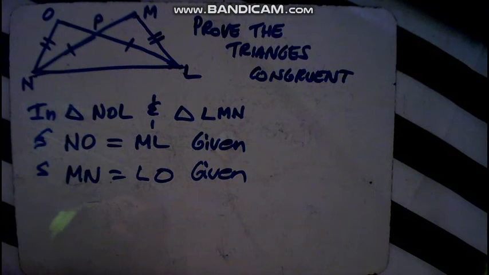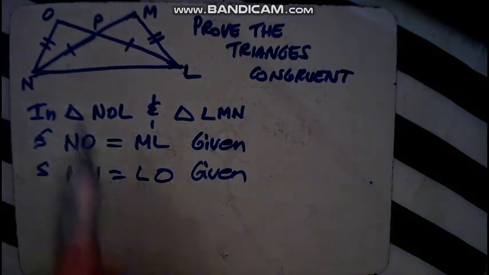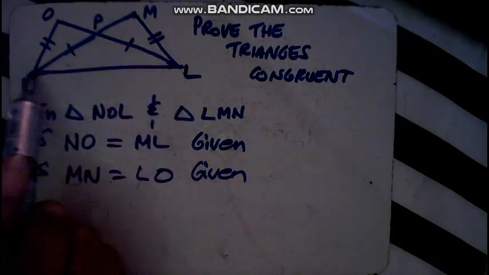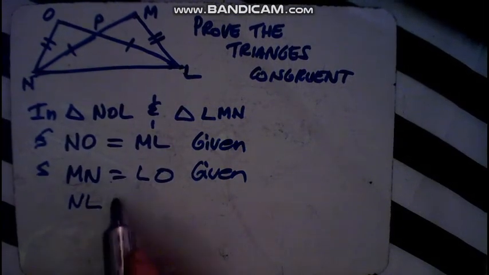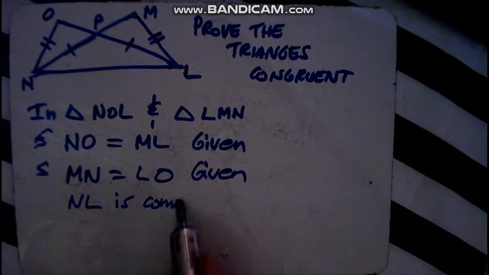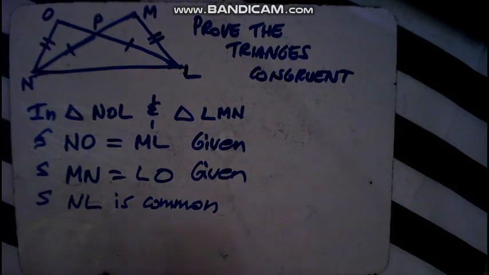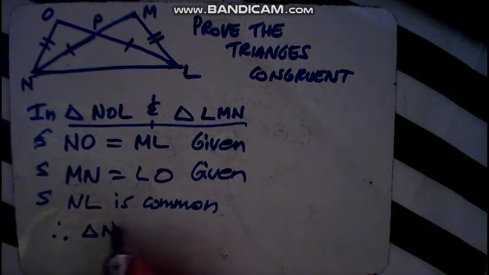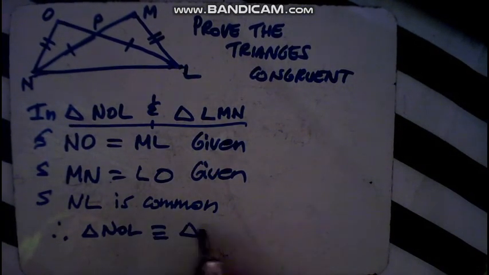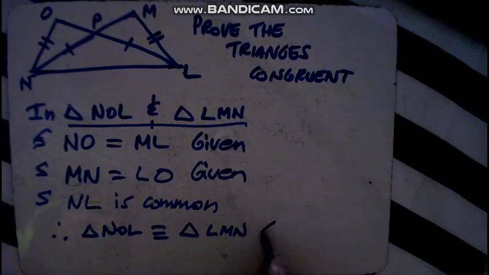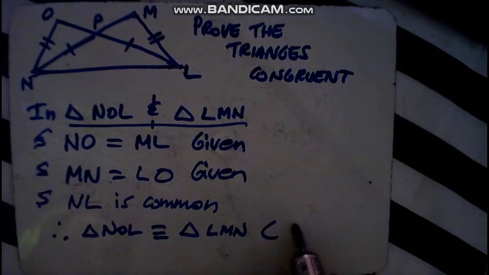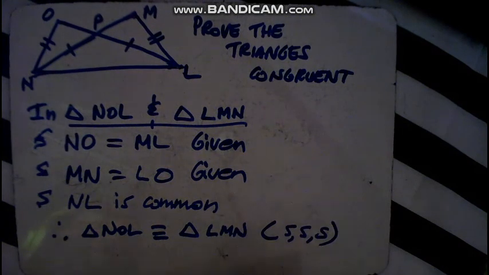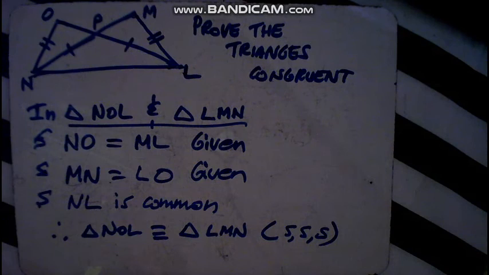Can we find another side that's common to both those triangles? The common side will be this one here. So NL is common. Do we have 3 sides? Yes. So therefore, you take the same statement there: triangle that is congruent to triangle that, and our reason will be side, side, side. That means the one triangle fits perfectly on top of the other triangle, and that is congruency. You always need 3 parameters.